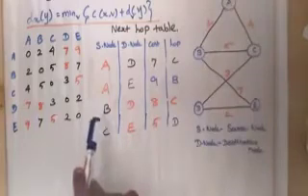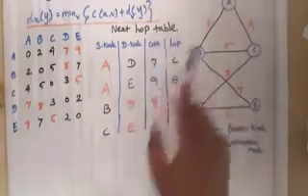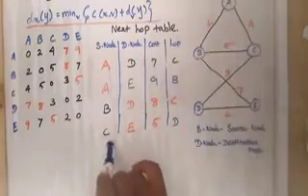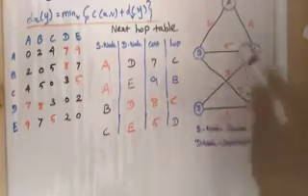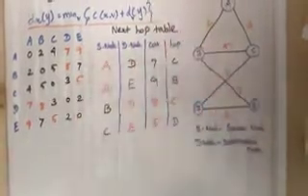Coming back to B, the destination is D, the cost is 8, and the next stop is C. And for C, my destination is E, the cost is 5, and the next stop is D. So this is what the next stop table is going to be.